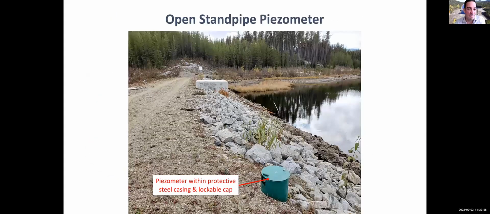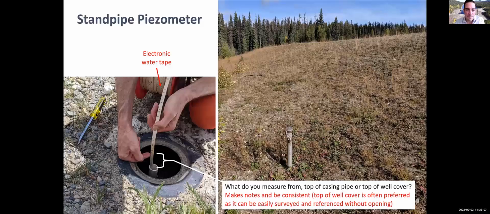Here's an example of one. It's got a protective steel cap. It's really useful because people love to stuff garbage down them, and they're really difficult to fix later. So there's an example of one. Here's another example of some. There's the electric tape dropping down.